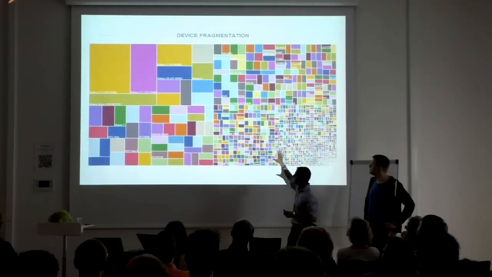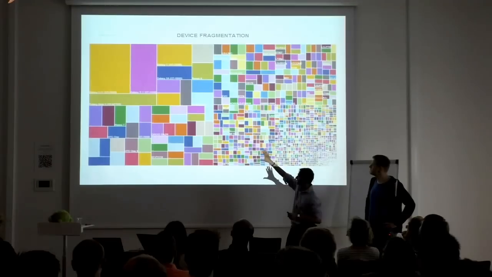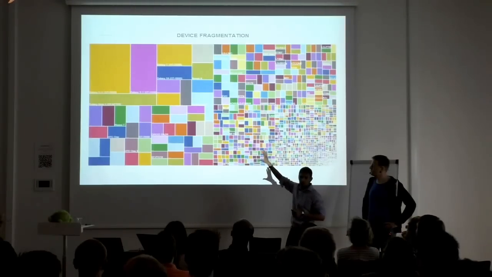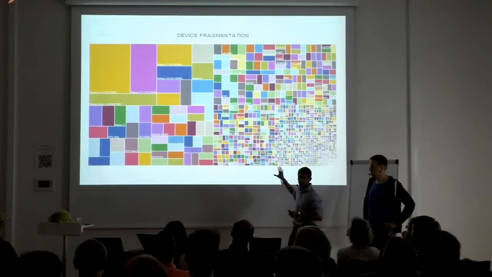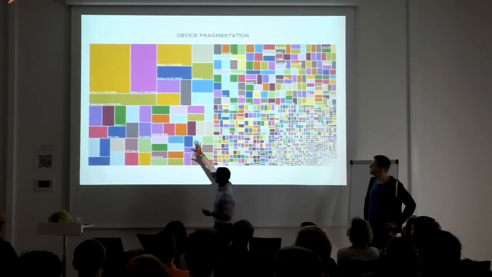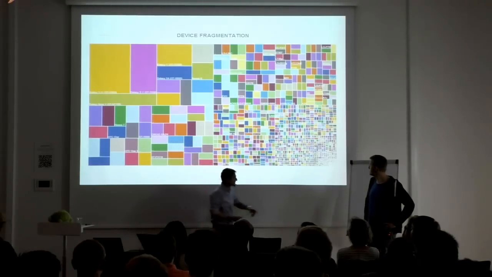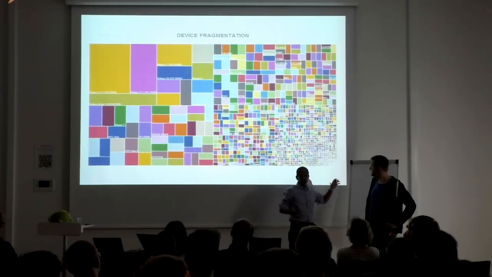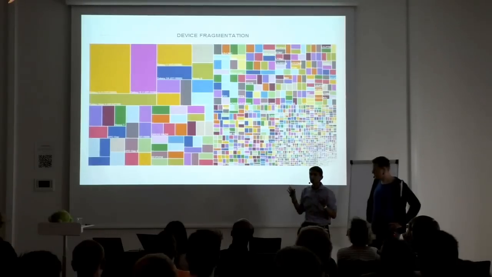It shows you every Android device out in the market as of July last year. And the size of the rectangle shows you the market share of that device. So you have the Galaxy devices, Samsung devices, right up top, and here you have these obscure small devices. So this is the total spread of the Android market. Now this is not the scariest part.